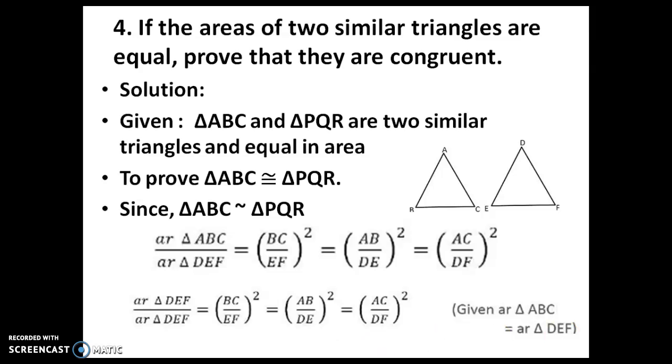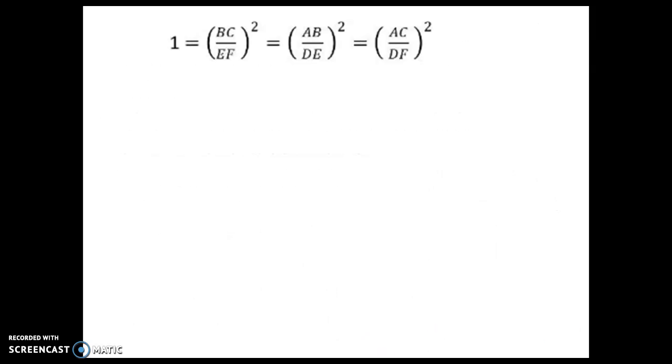Next step, they are the same, so it will get cancelled and you will get 1 here. 1 is equal to BC by EF the whole square, and it can be any corresponding side, so we are taking BC by EF alone. Removing the squares, if you take the square root on both sides, the square root of 1 is 1 only, and the square will get cancelled. So we get BC by EF, and EF can be multiplied to 1 here. So EF is equal to BC.